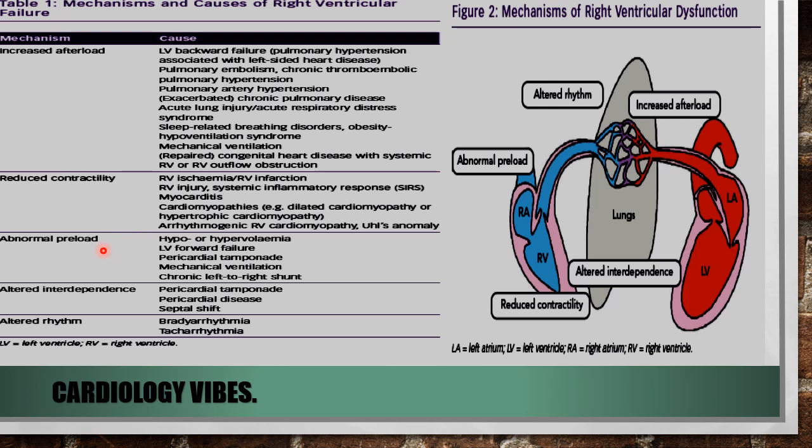If the mechanism is abnormal preload, the possible causes are hypo or hypervolemia, left ventricular forward failure, pericardial tamponade, mechanical ventilation, and chronic left to right shunts. If the mechanism is interdependence, the possible causes may be pericardial tamponade, pericardial disease, or septal shift. Altered rhythm may be because of brady or tachyarrhythmias.